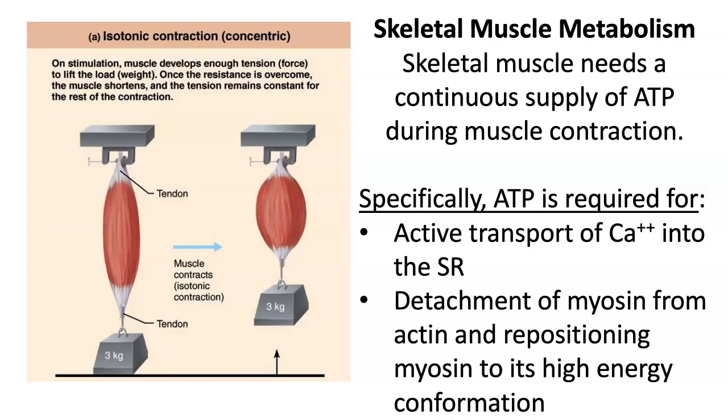Skeletal muscle has a high metabolic rate. What that means is that skeletal muscle uses a lot of energy, whether it's resting or contracting, and the form that energy comes in is in a molecule called ATP. ATP is specifically required to keep calcium inside of the sarcoplasmic reticulum using active transport, and ATP is also needed for the detachment of the myosin head group from actin and repositioning that myosin into its high energy conformation.